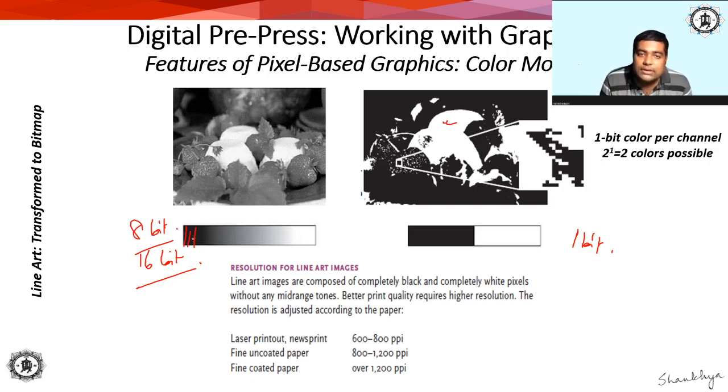So if you have an image which is 16-bit in quality, having 16-bit depth, then naturally the quality of the image will be improved to a great extent. It will appear to be a very nice, continuous tone image. This is the difference between your line art and your continuous tone images, just by increasing the bit depth.